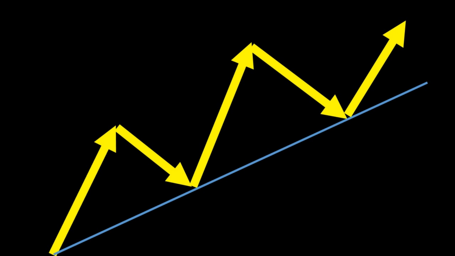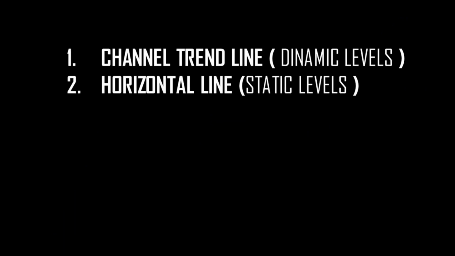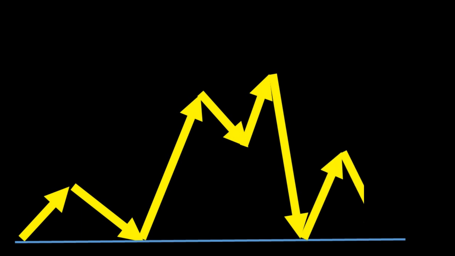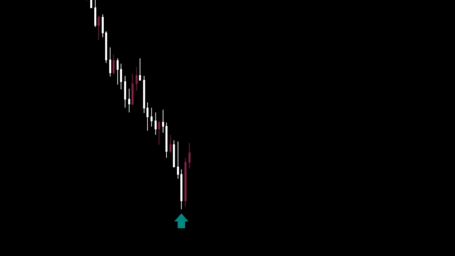The next support or resistance level that we are going to talk about is the horizontal line, or static level. Determining a static level is very similar to a channel trend line. As explained before, after getting a potential reversal signal we draw a horizontal line to the next pullback, and by continuing this line we expect reactions in this zone.